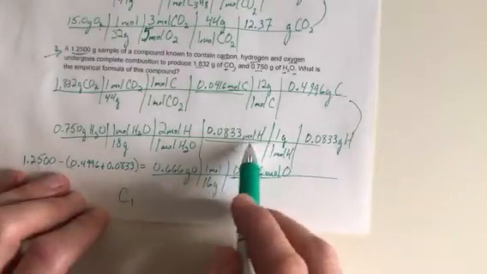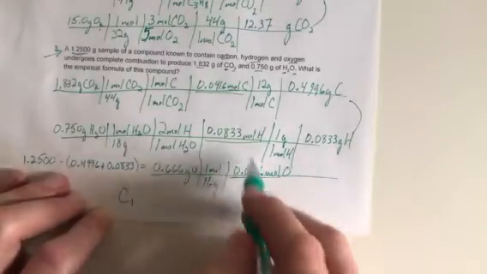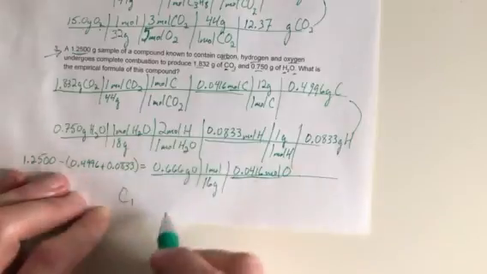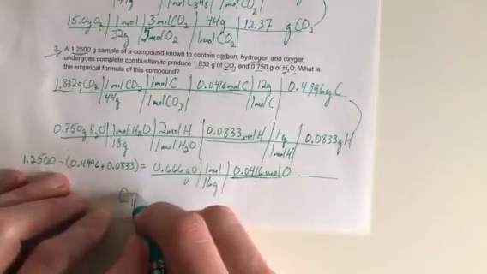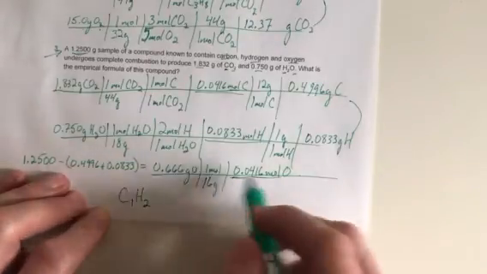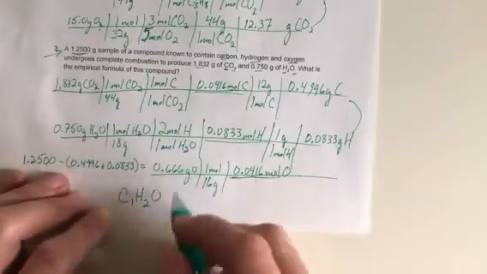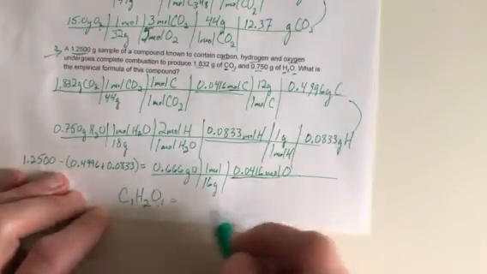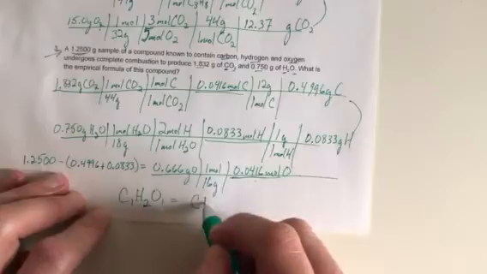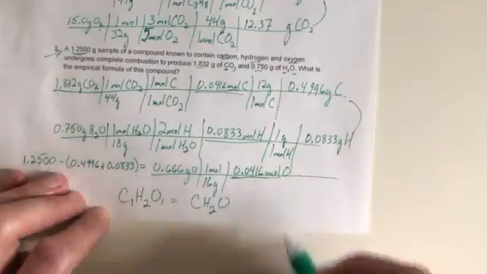If we divide hydrogen by that, you'll notice that that is twice this value. So it's going to be 2 hydrogens. And obviously, if we divide oxygen by that, it's just going to be 1. So the empirical formula is CH2O. And that's how you solve a combustion analysis problem.